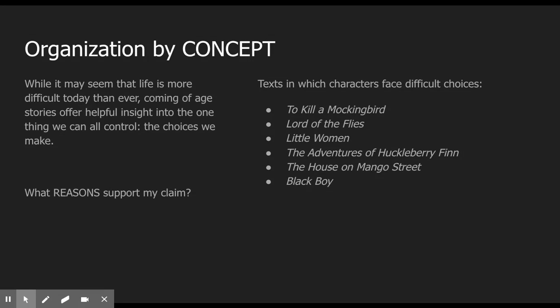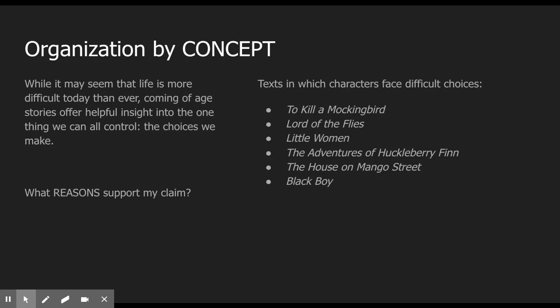Well, if you organize instead of by sources, by concept, you're going to pull ideas, mini arguments from the larger body of texts. What does that look like? I've got to come up with, instead of asking which texts support my claim, which reasons can I offer in support of my claim? And then I'm going to build my line of reasoning as a series of little baby arguments.